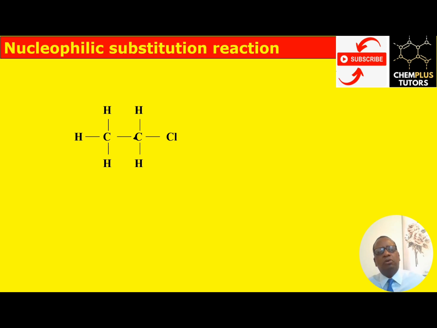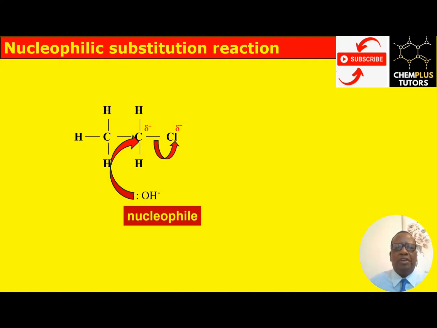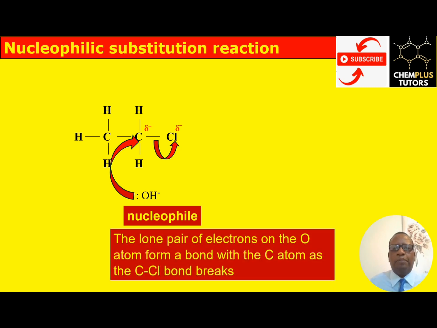Now let's look at the actual mechanism. The bond is polar. We've already touched on that. Your nucleophile there attacks the positive center. As that happens, this bond here starts to break at the same time. And what do we form? That's your nucleophile. The lone pair of electrons on the oxygen atom form a bond with the carbon atom. That is some kind of dative covalent bond being formed there.